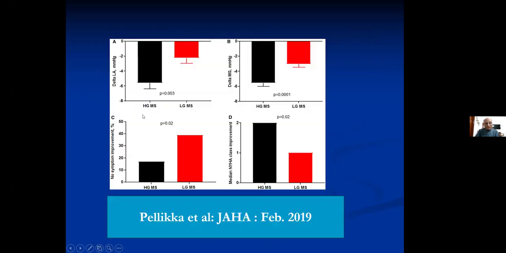For example, this was shown by a good study in which they found that in low gradient mitral stenosis, symptomatic relief was less in 40% of cases, and the fall of LA pressure and mean gradient was less as compared to those who had high gradient stenosis. So there are a lot of studies including this also. So always when you find a mismatch between your area and gradient, try to calculate the stroke volume.